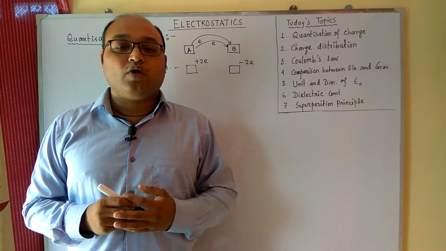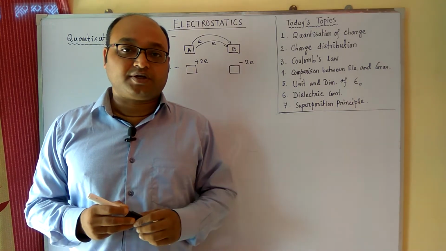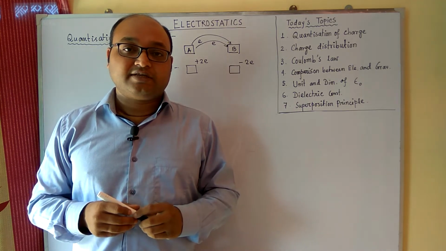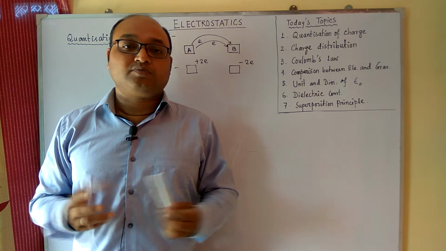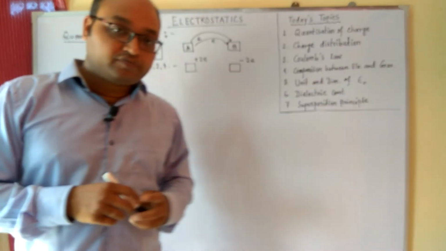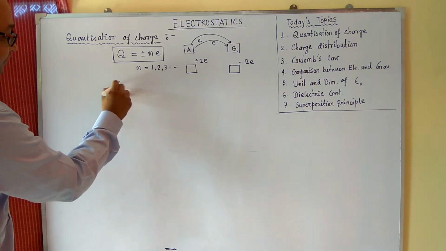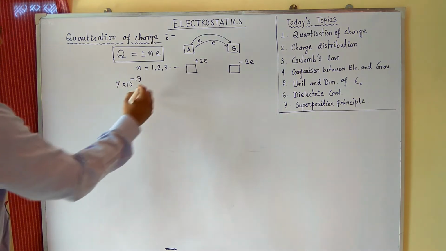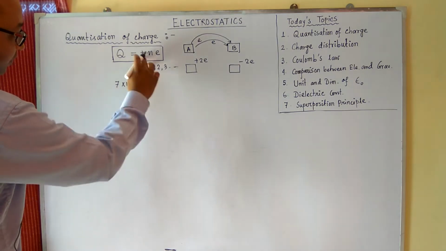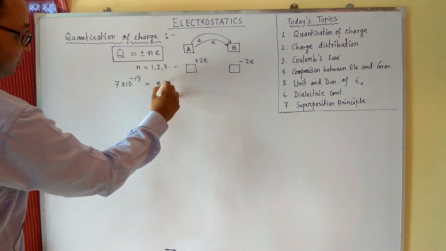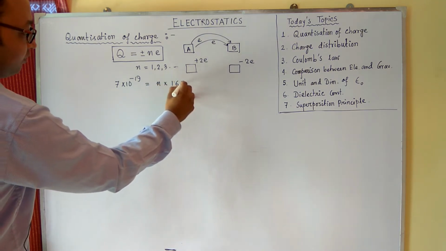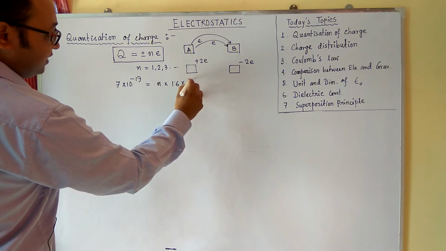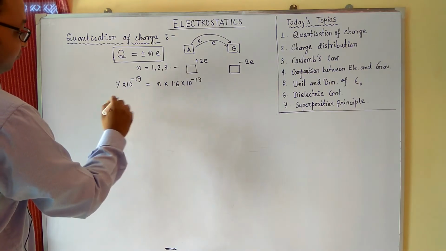Now let us discuss what type of questions may be asked from this topic. Let us consider that you are asked: a body has a charge 7 into 10 to the power minus 19 Coulomb. Is it possible or not? So the amount of charge in the body is given as 7 into 10 to the power minus 19 Coulomb. If it is given positively charged, you have to use the positive sign here. So n into electronic charge. Now we know the electronic charge is 1.6, actually it is 1.602, you may consider 1.6 into 10 to the power minus 19 Coulomb. The unit matches on both sides.